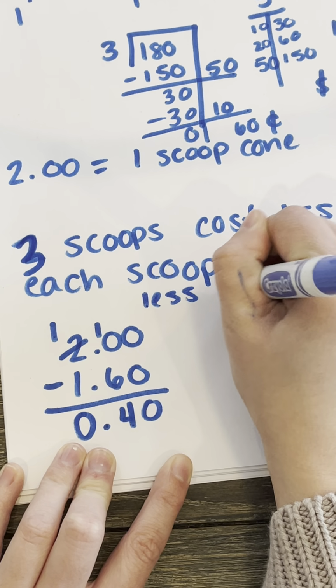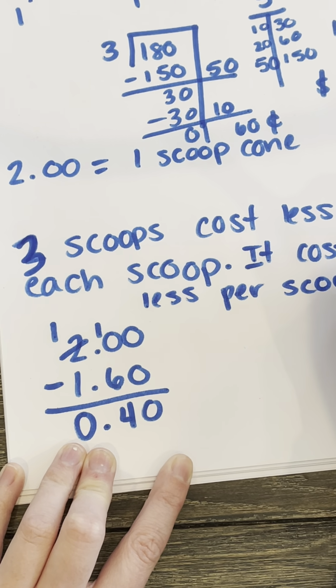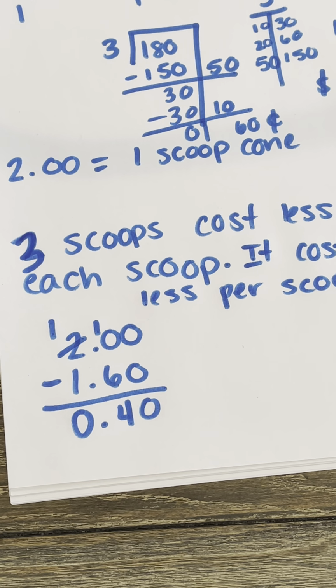less per scoop. On your math page, Mr. Hawkins has the worksheet printed out for you, but you will complete problems very similar to this and then turn it in to the green bin with your name on it.